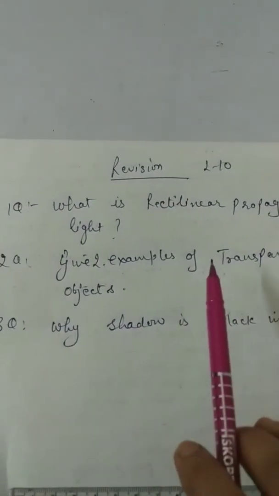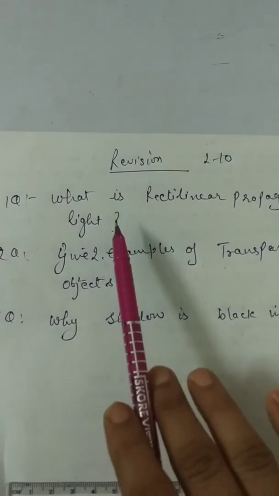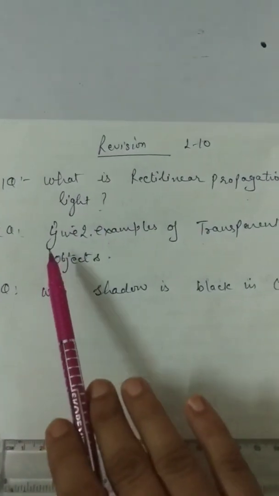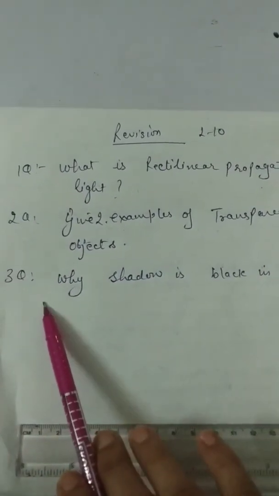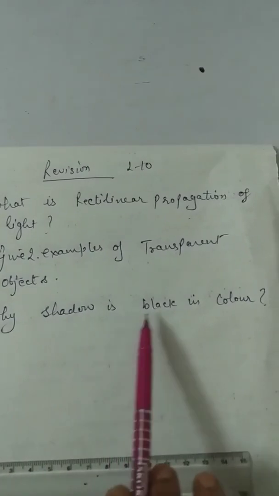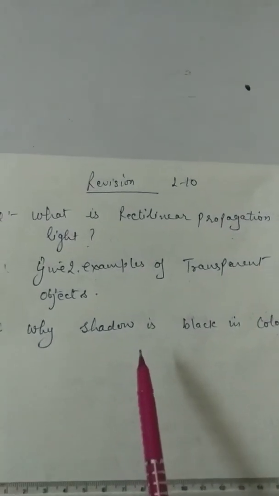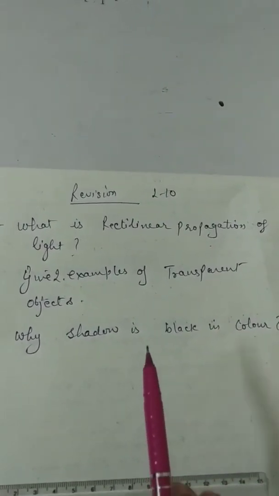Note down reason questions from this chapter. Question number 1. What is rectilinear propagation of light? Question number 2. Give 2 examples of transparent objects. Question number 3. Why is shadow black in color? Note down these questions in notebooks and revise the chapter up to this.